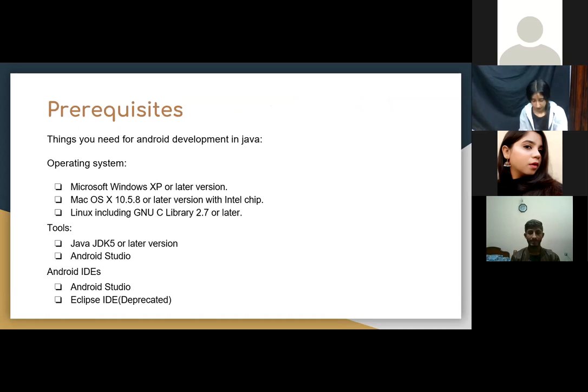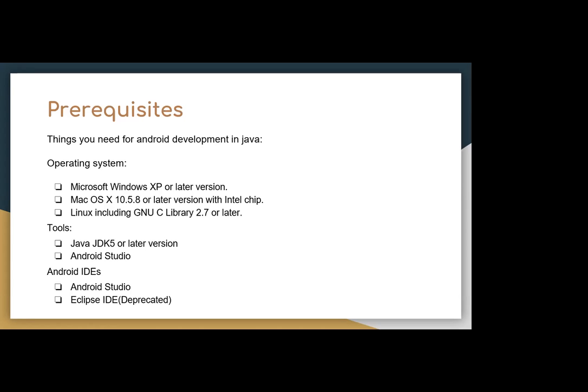Then next, we have the prerequisites that you need. If you are choosing Java, what are the basic things that you need to keep in mind? First of all, you can use any operating system. You can use Mac OS, Windows, or Linux, any of which you are comfortable with. And you can start from lower versions. It's not necessary that if you are using Windows, you have to start from Windows 10 or Windows 8 or Windows 7. If you have basic Windows XP, you are good to start with it.